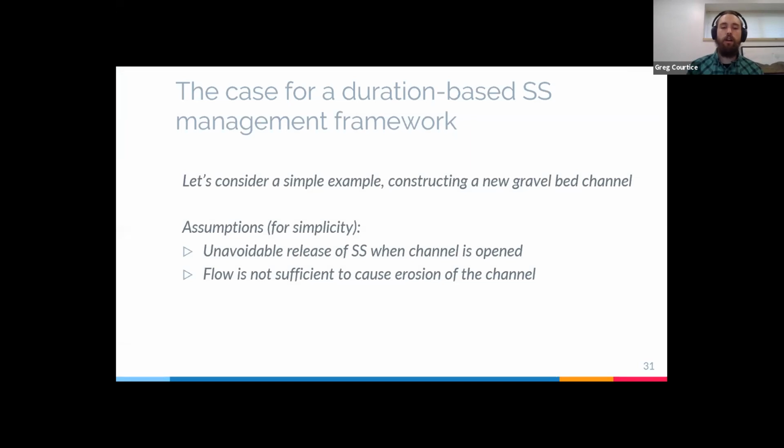So to do this, I want to illustrate this concept with a very simple case of constructing a new gravel bed channel. We're going to simplify things, saying that we absolutely will have a sediment release, which is most of the times the case. And the flow is not going to be sufficient to cause erosion of the channel. So we only have a superficial layer of fines on the disturbed stream bed that is capable of being entrained into flow.